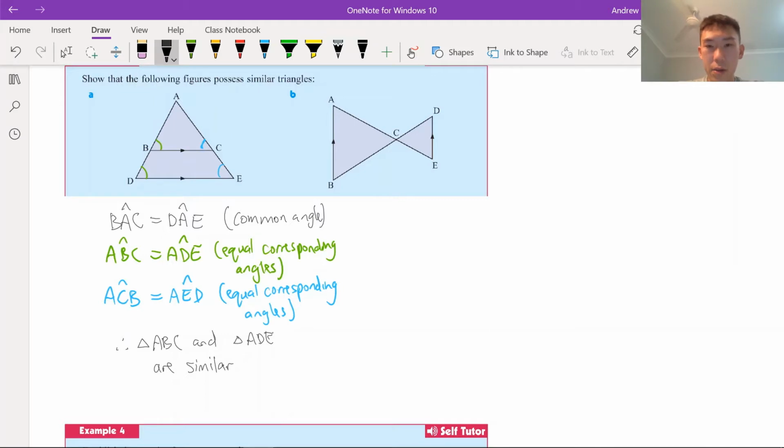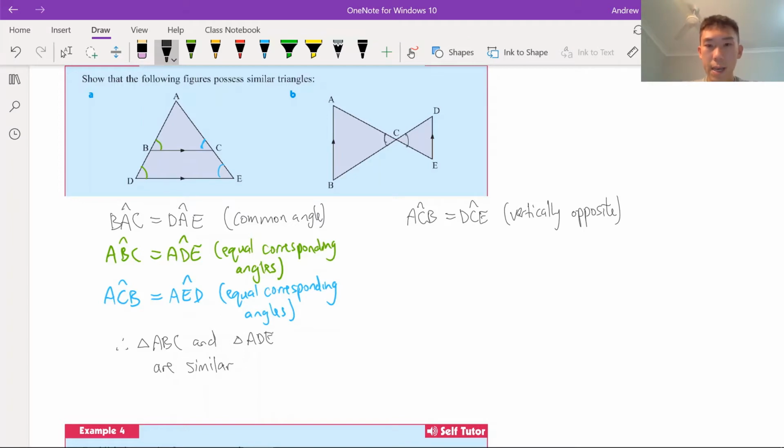And alright, so in part B, I'll label these two angles here first. Now they're equal because they're vertically opposite, so let's say that. So angle ACB is equal to angle, get the order right, DCE. And we say because they're vertically opposite.